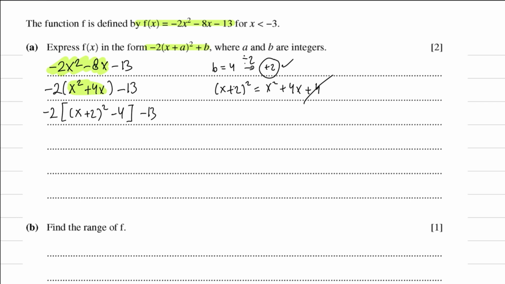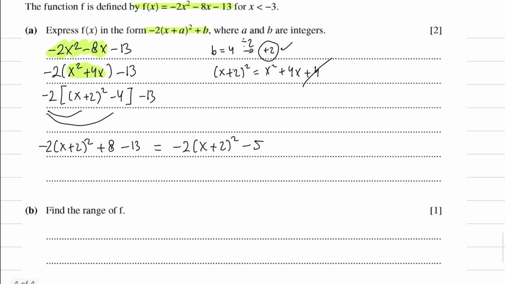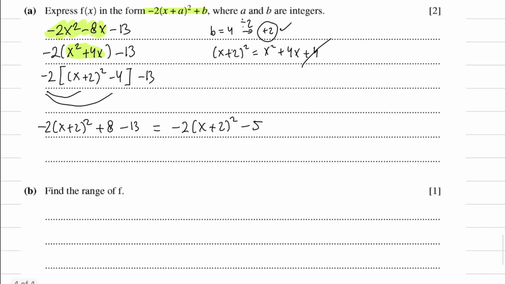Now for that, easy, you just expand. So -2 times the bracket, and then -2 times -4 becomes +8, and then you have the outsider here, -13. And after that, you will have -2 times (x plus 2) squared -5. Now, if you already get this form, it's going to be easier to find the range because we know the vertex. The vertex is, we take this number but opposite, and then we take this number as the y coordinate.